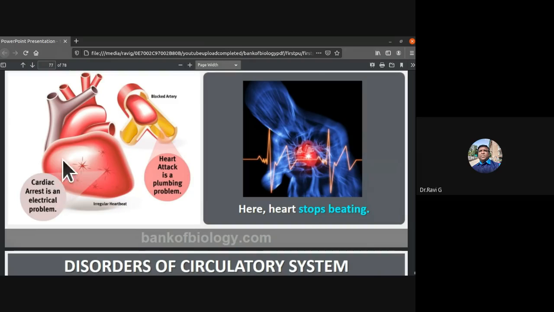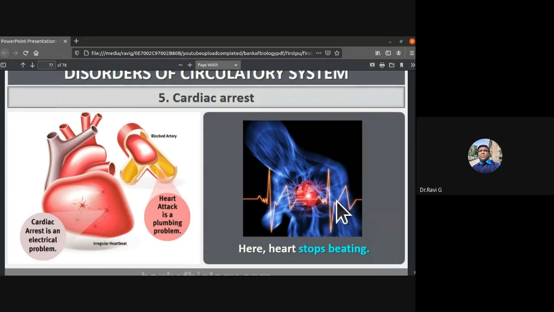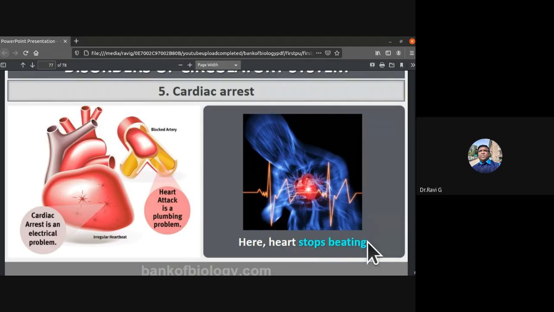Cardiac arrest and heart attack: there is always a difference between them. Many times we confuse them and interchange the names. Cardiac arrest is an electrical problem, whereas a heart attack is a plumbing problem because of a blocked artery. In cardiac arrest, the heart stops beating.